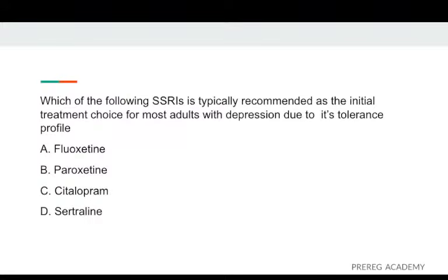Yes, hyponatremia, but aside from hyponatremia, QT prolongation. Yes, that's what I was looking for. So citalopram and escitalopram can cause QT prolongation. And what's the maximum dose of citalopram in elderly patients? 20 milligram. That's correct.